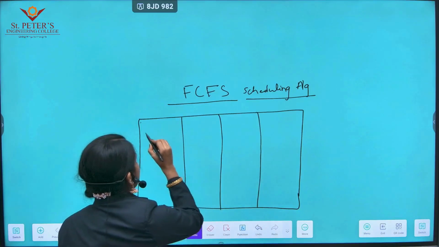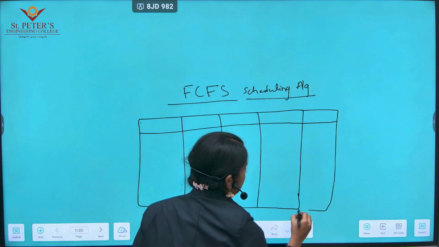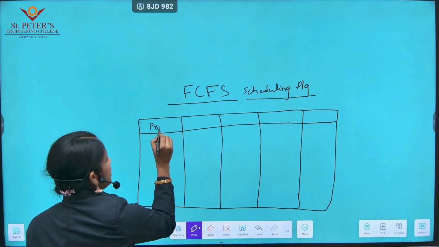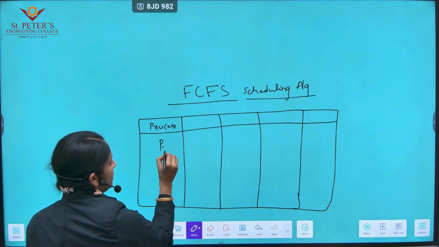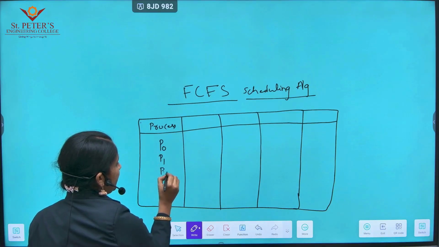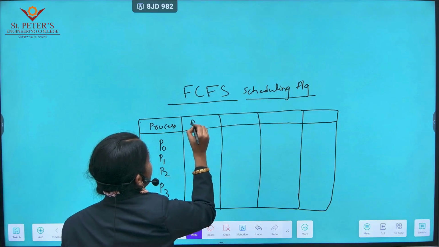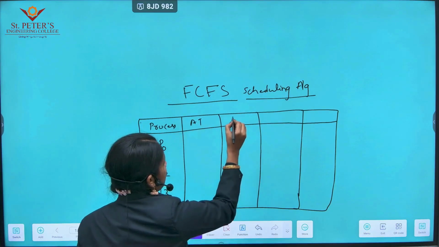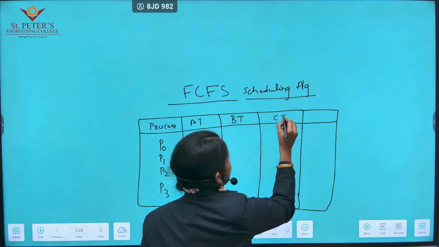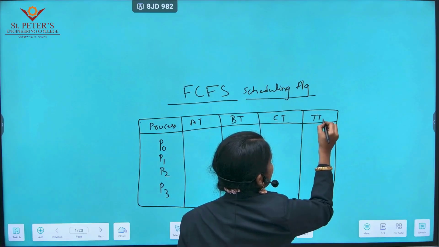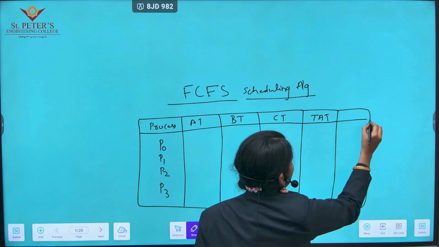So here we are taking processes and arrival time, burst time, turnaround time and waiting time. Processes I am taking here P0, P1, P2 and P3. Next, AT means arrival time, BT burst time, CT completion time, TAT turnaround time, and next we have to find out waiting time.